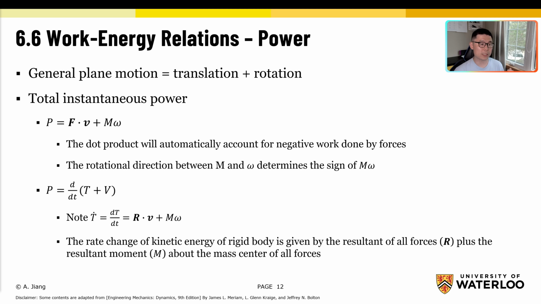We can also expand this equation to see that we are going to end up with the same equation on the top, where R here is just the single resultant force. So this equation can be interpreted as the rate of change of kinetic energy of a rigid body is given by the resultant of all forces, represented by the letter R, plus the resultant moment about the mass center of all forces. Still, we are having two parts, translation and rotation. This is the key.